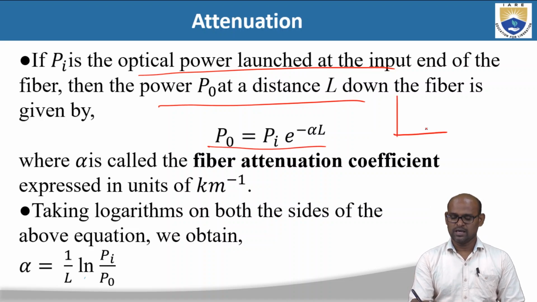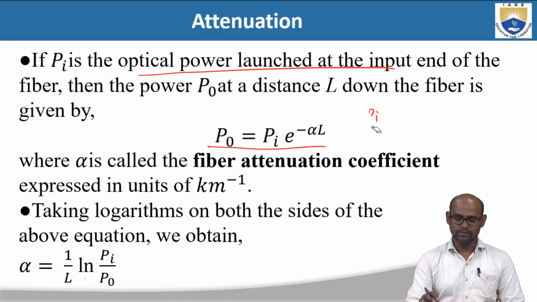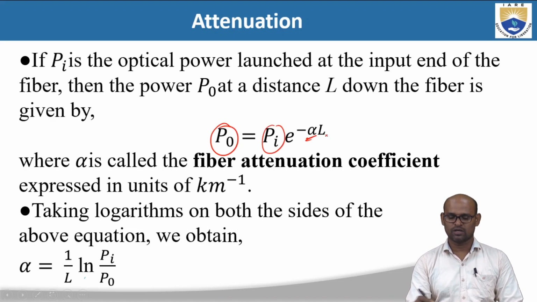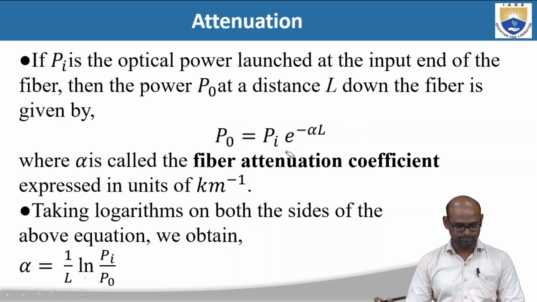So that means as this is the distance and this is the input power, as the light travels more and more distance, the power will decrease exponentially, and so that is why we are writing this equation. PO, output power, is equal to Pi into exponential minus alpha L, where alpha is attenuation constant and L is the distance or length of the optical fiber.